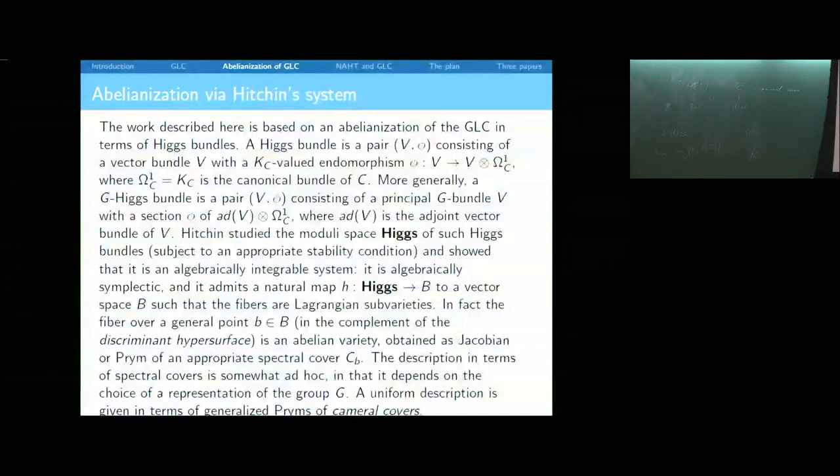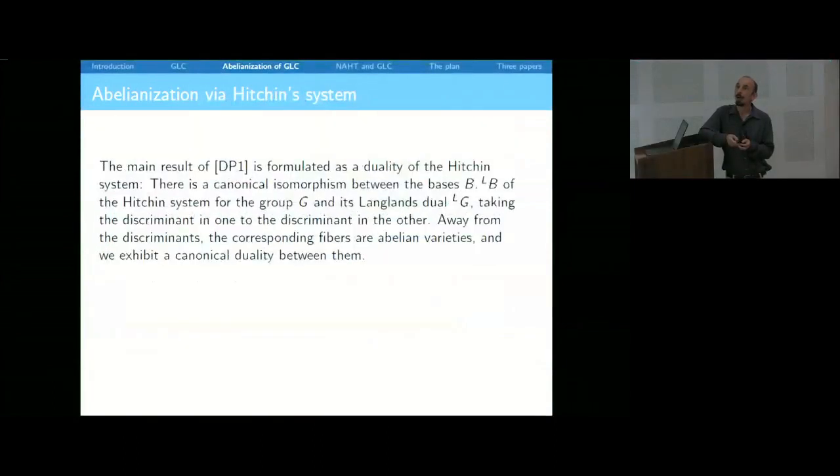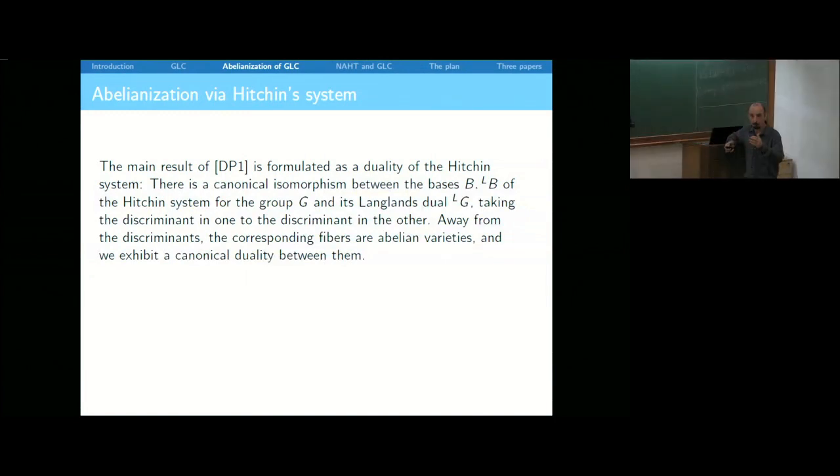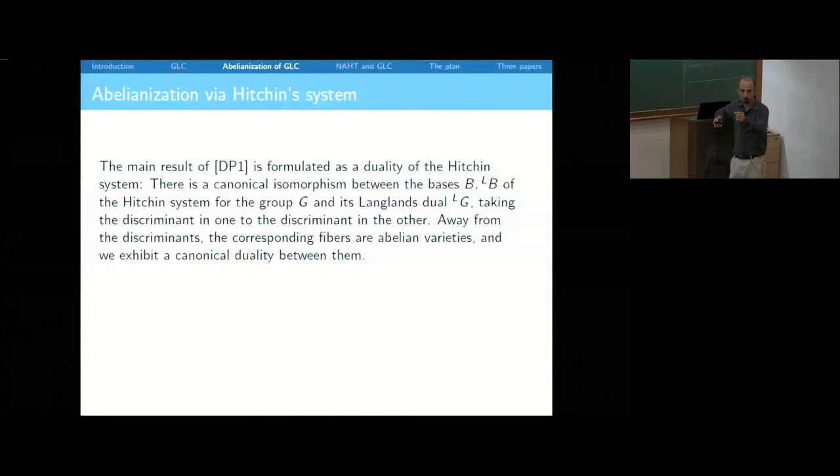Okay. So I'm going to finish today by talking about the result that I have with Tony about the duality of the Hitchin system. Roughly speaking, it says that there's a canonical isomorphism between the bases B and B^L of the Hitchin system for the group G and its Langlands dual group G^L. It takes the discriminant in one to the discriminant of the other. The discriminant is the locus of spectral or cameral covers that are singular. The generic one is going to be non-singular, but when branch points come together, you do get singularities.